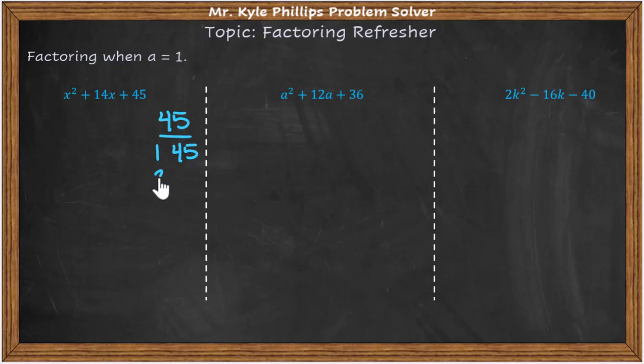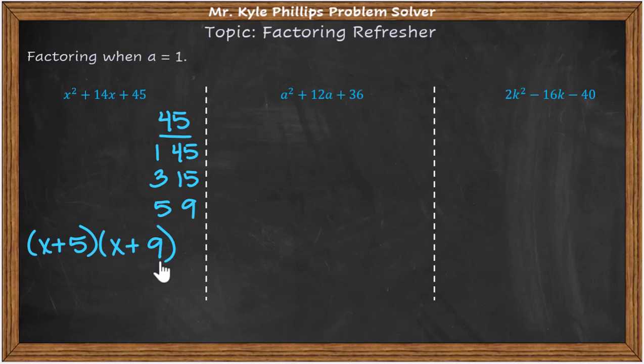Yes. So 3 and 15. Can I combine 3 and 15 in any way to get 14? No, I cannot. All right, let's go further. 4 will not go into 45. 5 will. 5 and 9. Can I combine those in any way to get 14? Yes, I can. If you add 5 and 9, you will get 14. Oh, look there. So these are going to be my factors. I have x plus 5 and x plus 9.